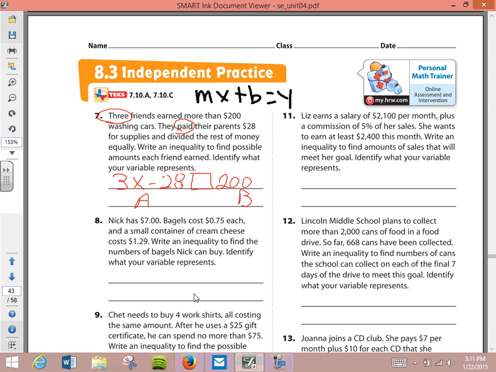It says earn more than. Look, read the words, keywords, more than. What does that mean? Greater than, right?